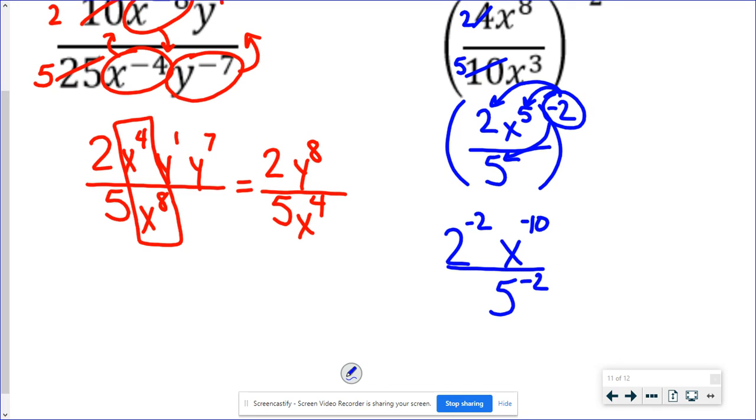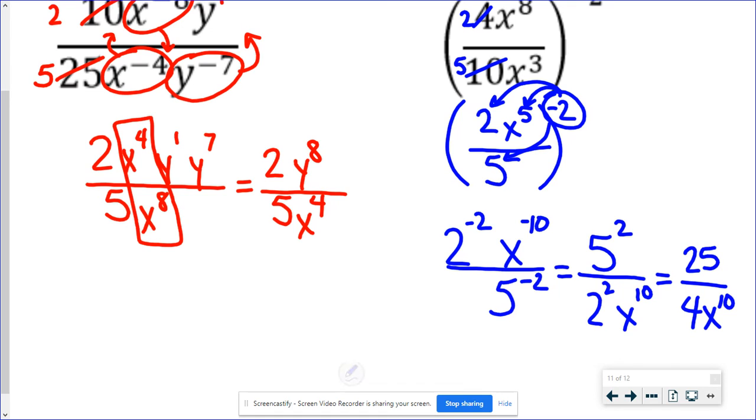And now I want you to notice everybody's not happy. Everything has a negative exponent. Every single thing is going to move. I'm not even going to worry about evaluating those exponents yet. I'm just going to make everybody happy. 5 squared, now it's happy. 2 squared, happy. X to the 10th, happy. The last thing I would do then is 5 squared is 25. 2 squared is 4.